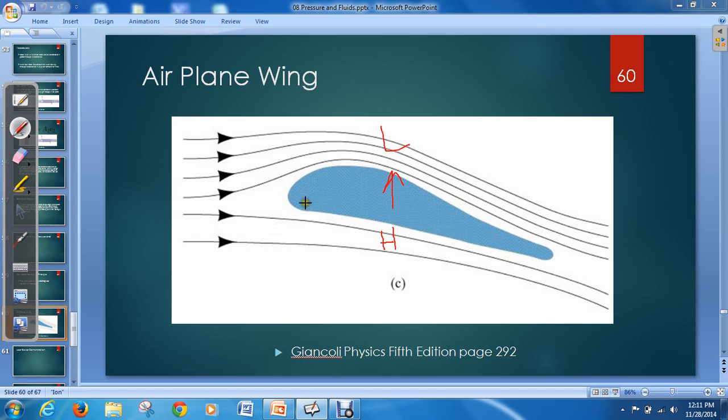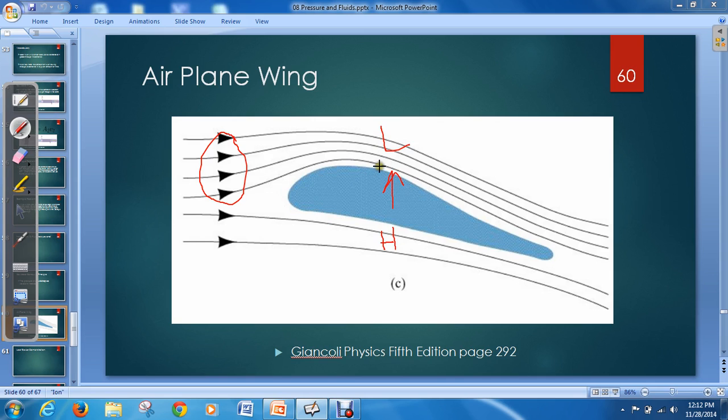If you've ever seen an airplane wing, you'll notice that the bottom is very flat along the wing, and the top is very curved. The reason for that is, if the wing is curved at the top, the air at the top has to travel farther to get to the same point. So it's actually moving faster. This air right here is moving faster than this air down here. It's moving faster because it has to go farther in the same amount of time because of this curved wing. And since it's moving faster, this gives it a lower pressure.